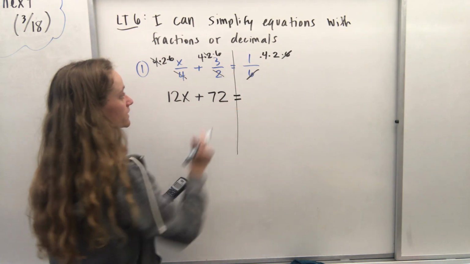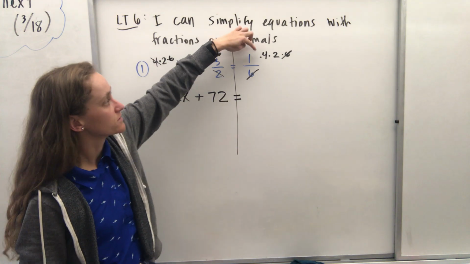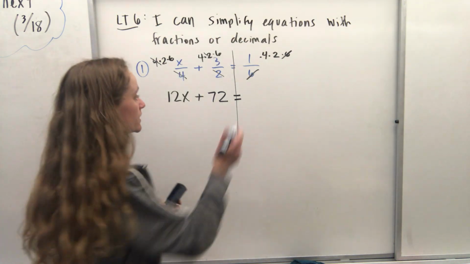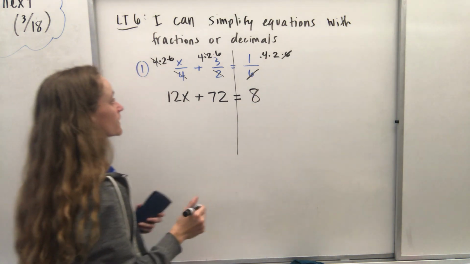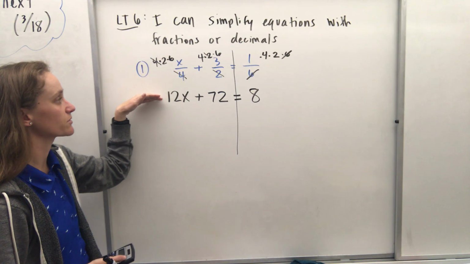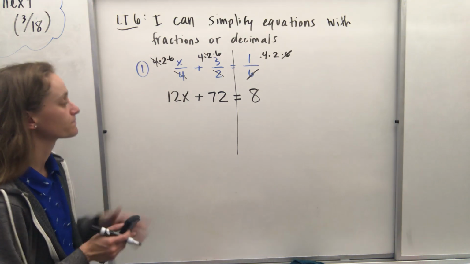Bring down my equal sign. And then over here I'm doing 1 times 4 times 2. So 1 times 4 is 4, times 2 would be 8. And so now that we've done fraction busters, this looks like a much more doable problem. This is a 2-step equation, which is LT1.